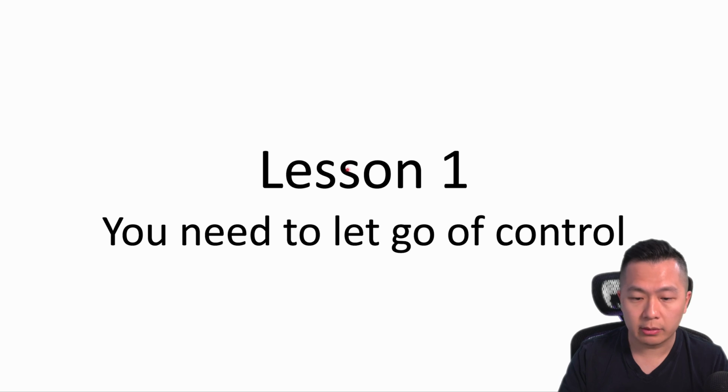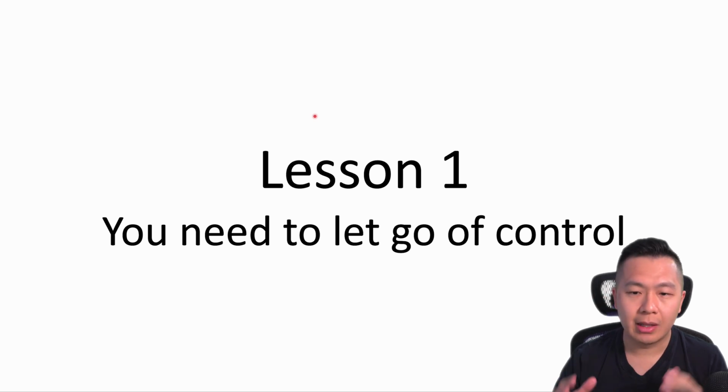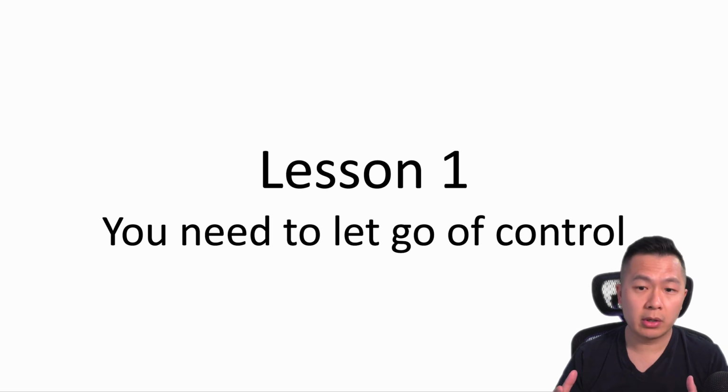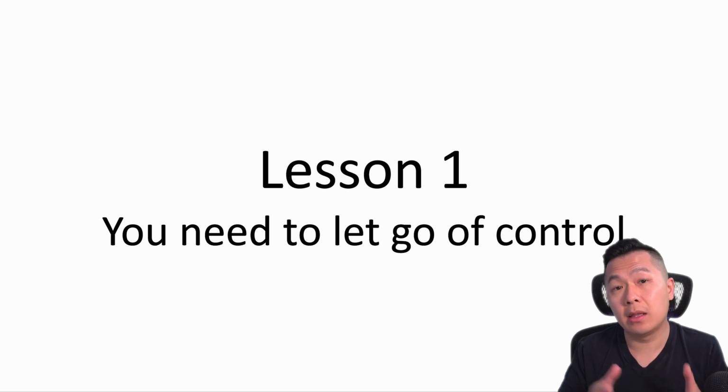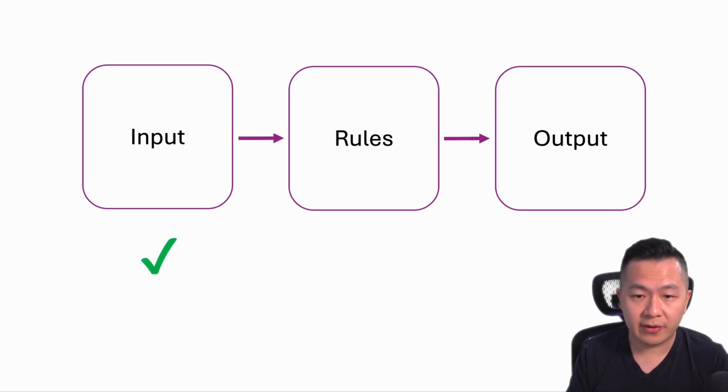So, lesson one, you need to let go of control. As a dev, you're used to controlling every line of code, every behavior of your application. There's a bug in your code. What do? You step through the code and fix the exact line that doesn't work. That is to say, given an input, you define the rules and you get an output based on those rules.